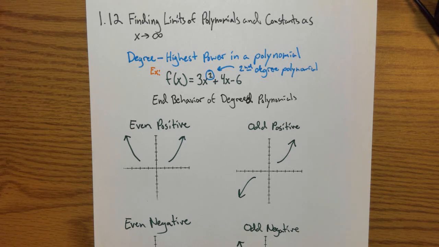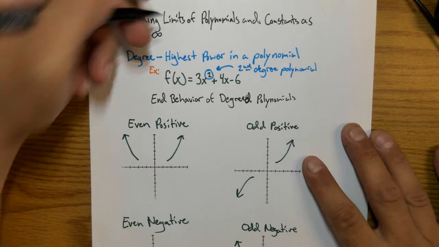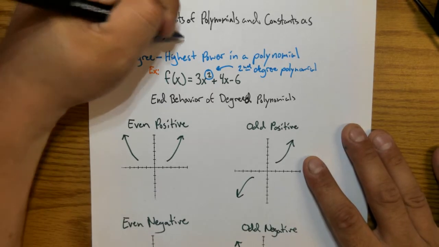Hello class, today we are talking about finding the limits of polynomials and constants as x approaches infinity. So, up to this point, we have been finding the limits of functions as they go to a specific value, right? As x approaches 2, as x approaches 4, as x approaches -8, something like that. Well, we can also determine limits as they approach infinity and negative infinity. I should probably say that as well.